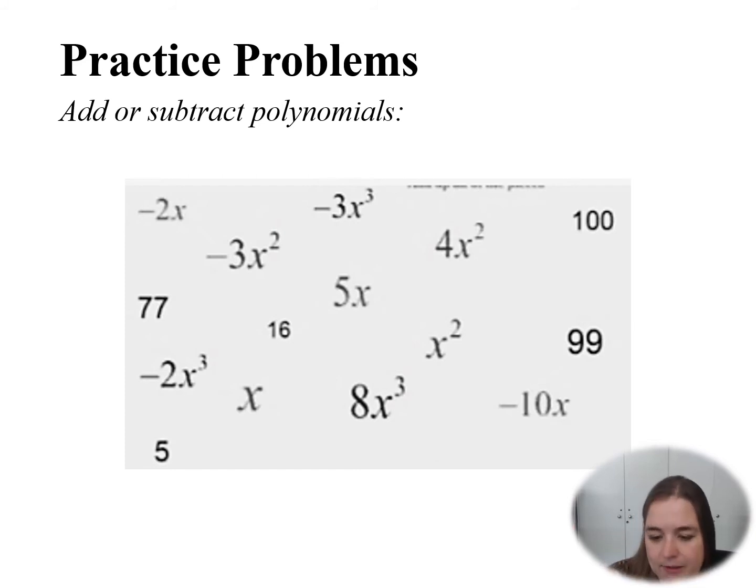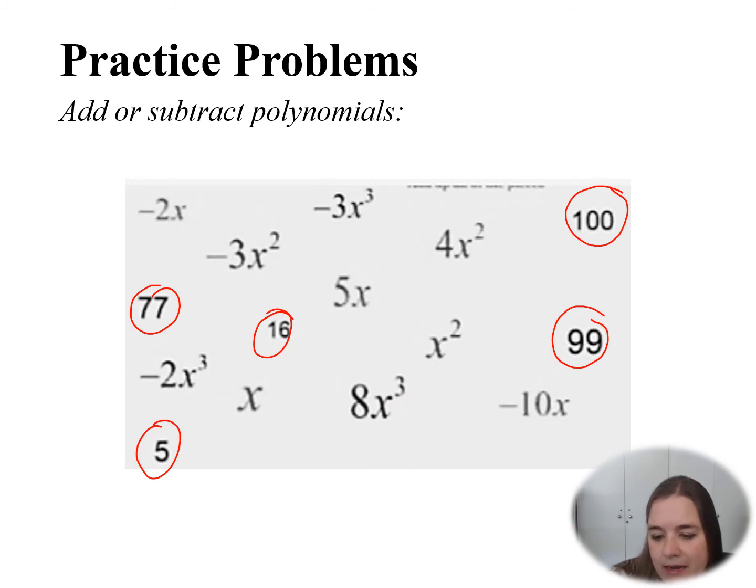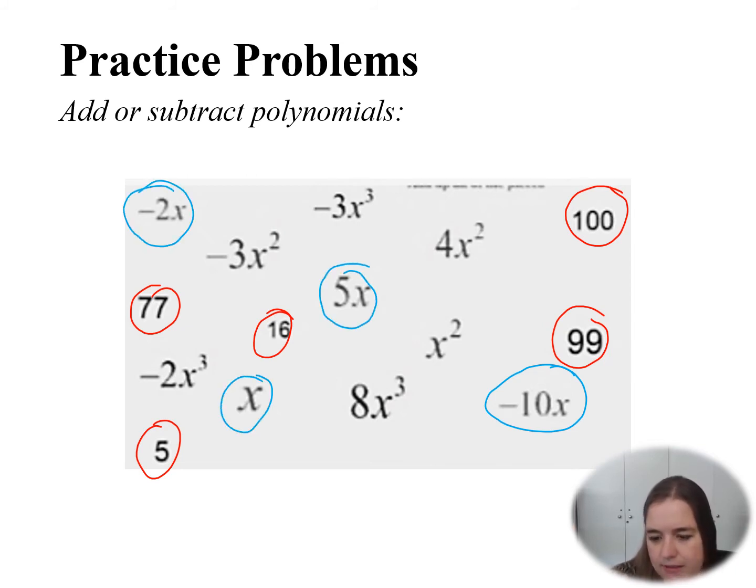So if I look at this here, I see all my constants. Let's just pretend I dropped all these tiles on the ground, and I want to add them together. Well, I can add 77 and 5 and 16 and 99 and 100. Those are all constants, so I can add them together. Now let's look at our x's. So I have a negative 10x. I can add x to that. I can add 5x. I can add a negative 2x.